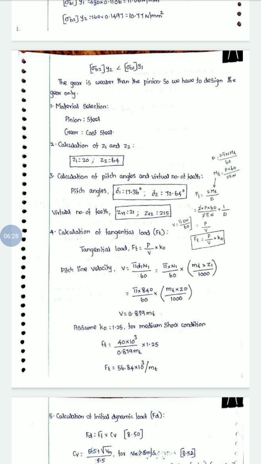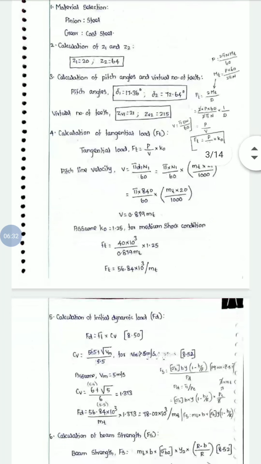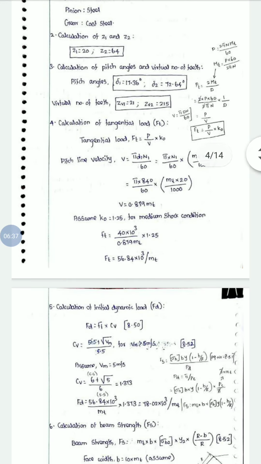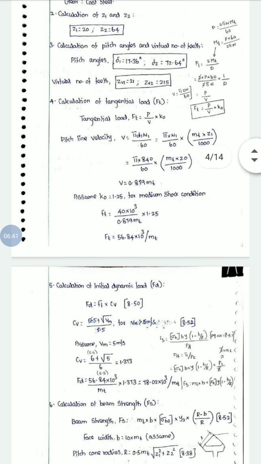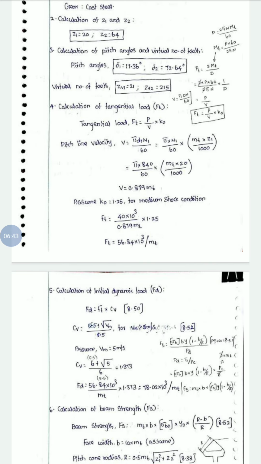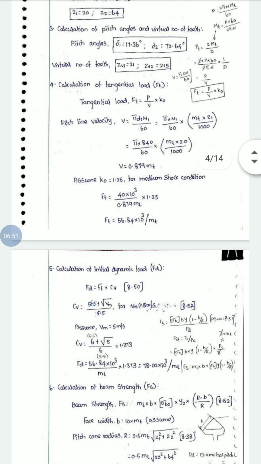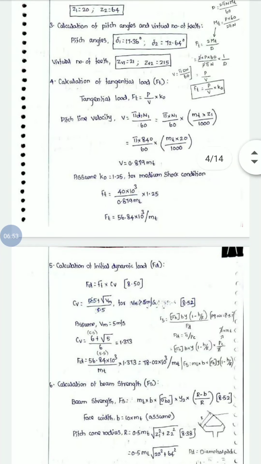Then we can go for the procedure. The first step is material selection. Initially, the question itself mentions that the pinion is made up of steel and the gear is made up of cast steel. The second step is calculation of Z1 and Z2. So Z1 is equal to 20 and Z2 is equal to 64. We have assumed, and also we found out.